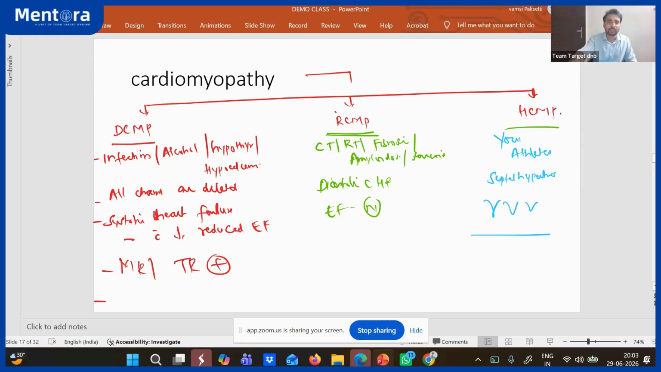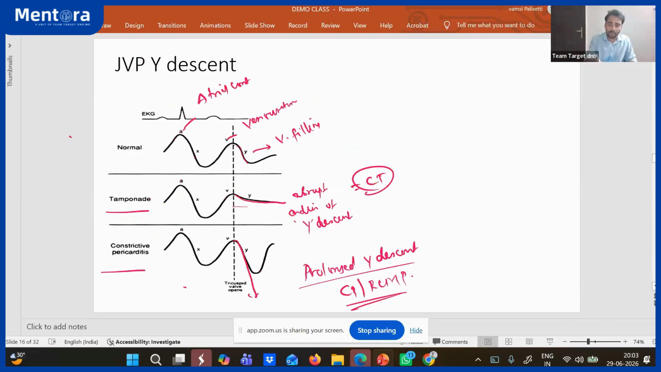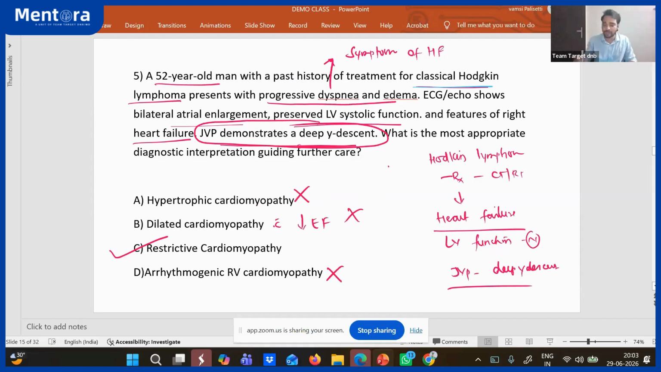So now let us come back to the question, what are they asking? So 52-year-old man, past history of classical Hodgkin lymphoma, patient has a malignant history, that means patient is taking some chemotherapy, radiotherapy, now progressive distal edema, here symptoms of heart failure, echo shows bilateral atrial enlargement, only atrial enlargement but not ventricle, preserved LV systolic function, LV is very nice, that means there is no dilation of chambers, there is no systolic failure, and features of right heart failure, JVP is there, and JVP has a deep Y descent. Deep Y descent indicates slowly there is spilling of blood from the atria into ventricle, so there is some restriction is there, so it's a restrictive cardiomyopathy.